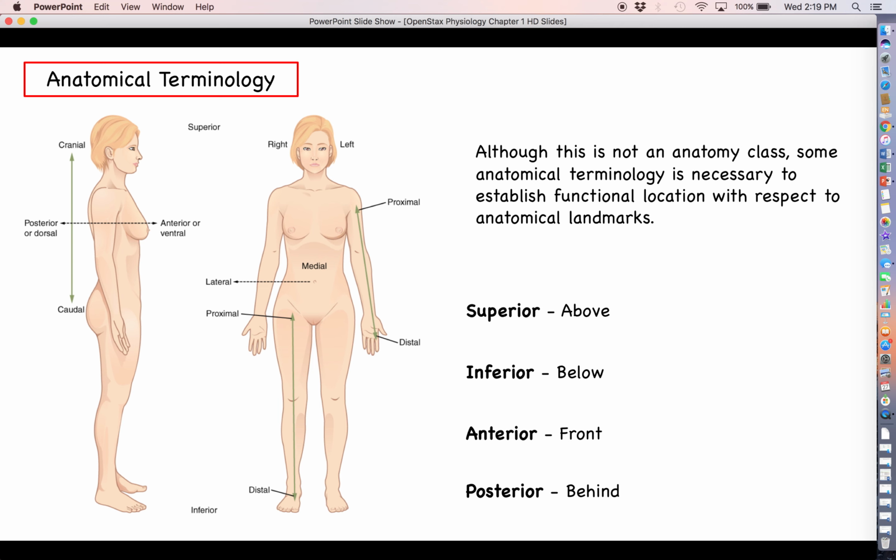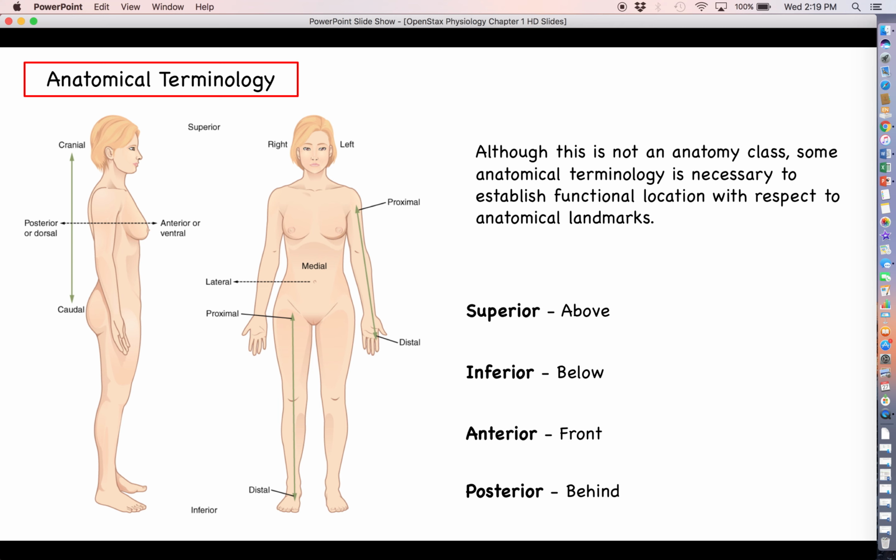So 4 terms in particular. These are pretty simple. If you've already taken anatomy, you're going to scoff and say, oh, this is child's play, right? Anytime we use the term superior or inferior, we're referring to things that are either above or below a certain point. So, for example, the brain is superior to the heart and the stomach is inferior to the heart. So the brain is above the heart, the stomach is below the heart. The heart in that case is our frame of reference.